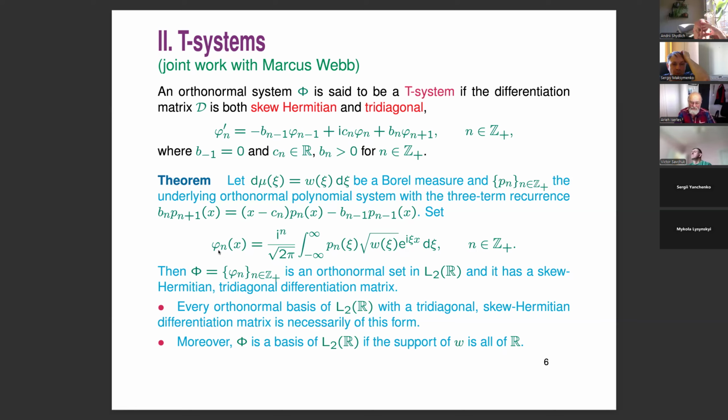And in that case, I claim that phi_n is an orthonormal set in L2, that it obeys this recurrence relation, and hence its differentiation matrix is skew-Hermitian and tridiagonal. Moreover, every orthonormal basis of L2 of the real line, which is tridiagonal skew-Hermitian, now the differentiation matrix is tridiagonal skew-Hermitian, must be of this form for some measure d mu.